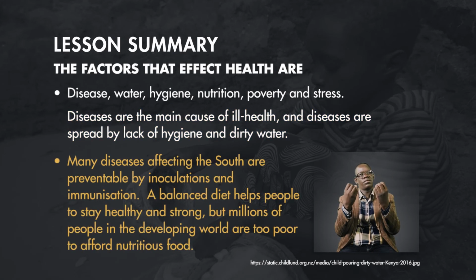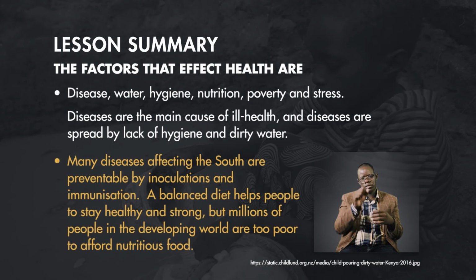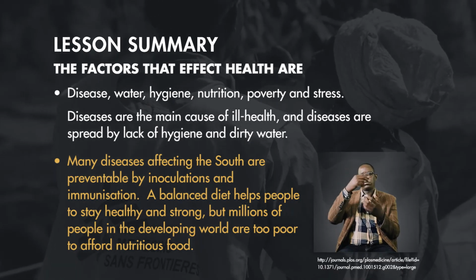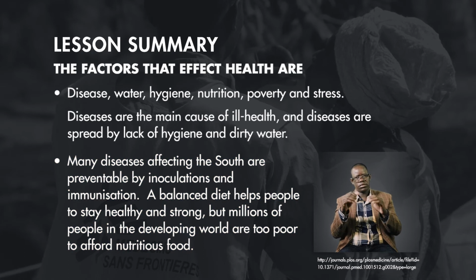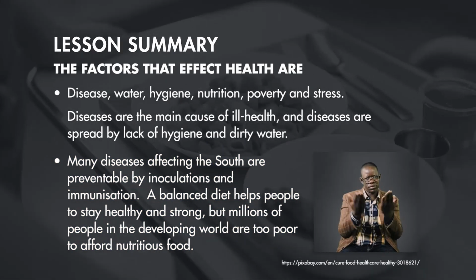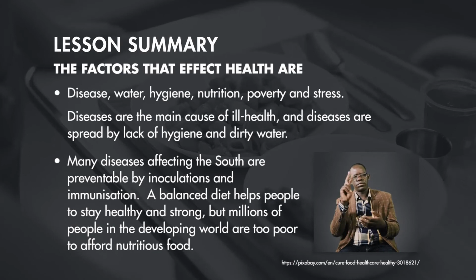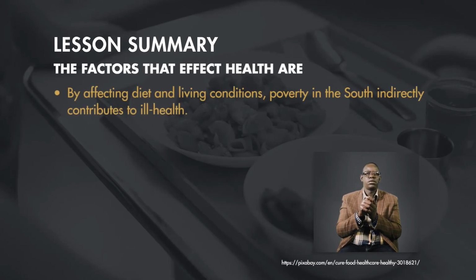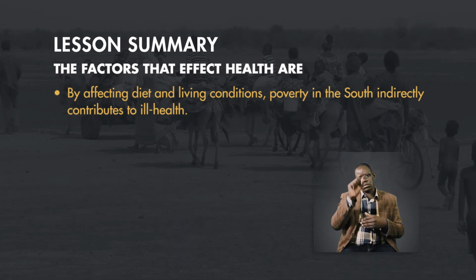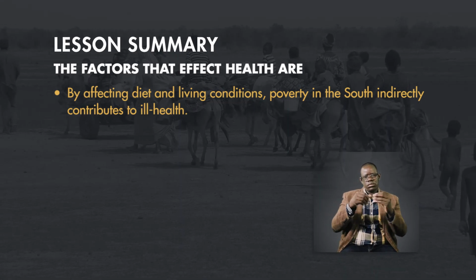Many diseases affecting sub-Saharan Africa are preventable by inoculations and immunization. A balanced diet helps people to stay healthy and strong. But millions of people in the developing world are too poor to afford nutritious food. By affecting diet and living conditions, poverty in sub-Saharan Africa indirectly contributes to ill health.